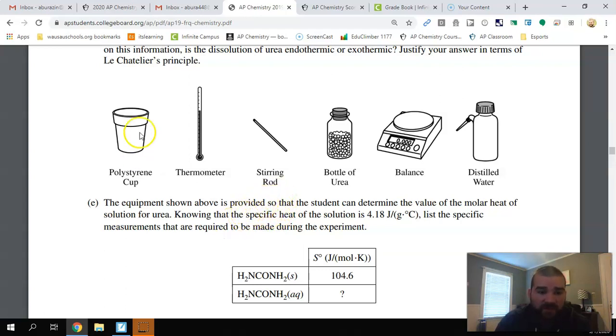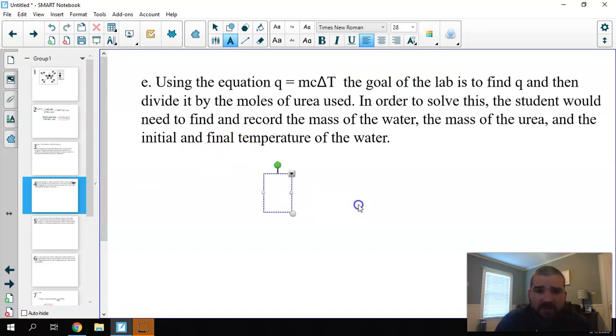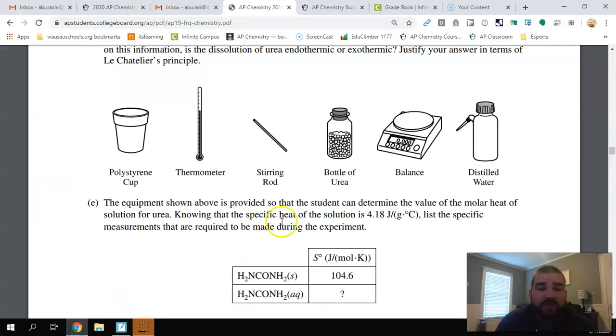So the way we do that, and you can see a cup, a thermometer, stir rod, the balance, the water, the urea, okay? This is a Q equals MC delta T question. So knowing that, all right, we want to use this equation. What do we need to record from the lab to solve for Q? Because really, they're looking for the heat, right? They want the molar heat of solution, meaning how much heat is gained or lost in the process.